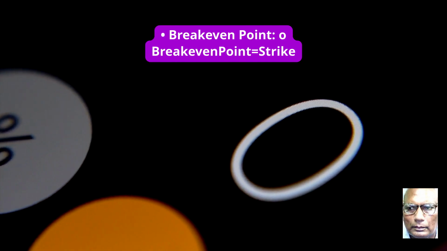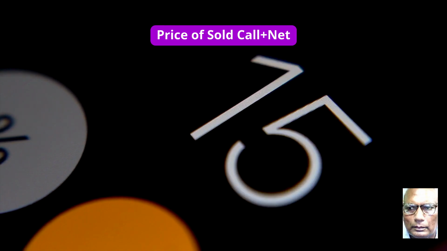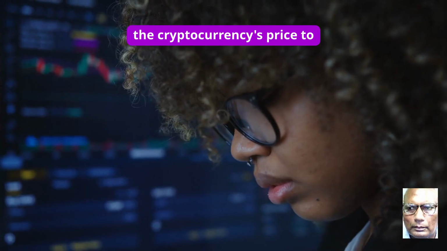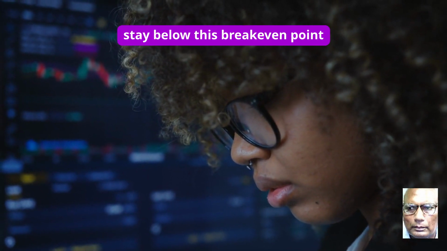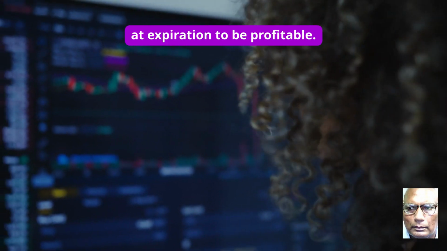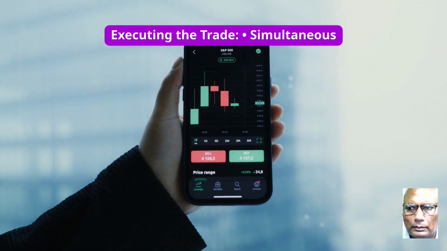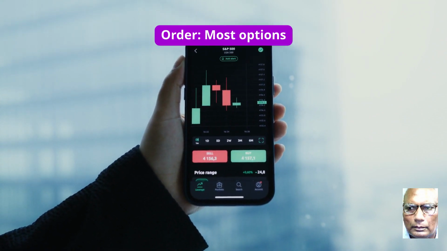Break-even point equals strike price of sold call plus net credit received. You want the cryptocurrency's price to stay below this break-even point at expiration to be profitable. Four, executing the trade. Simultaneous order.